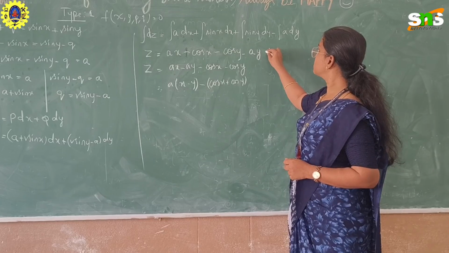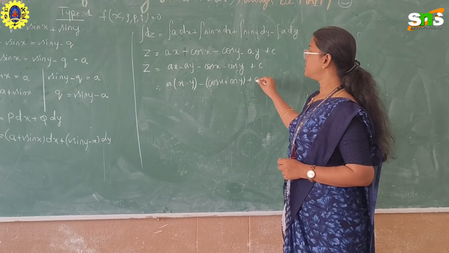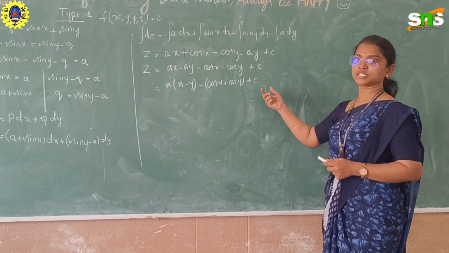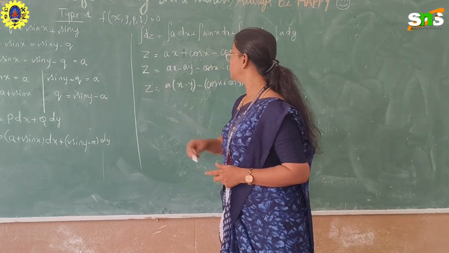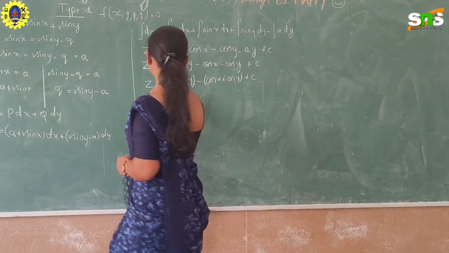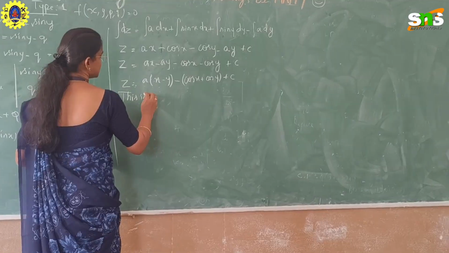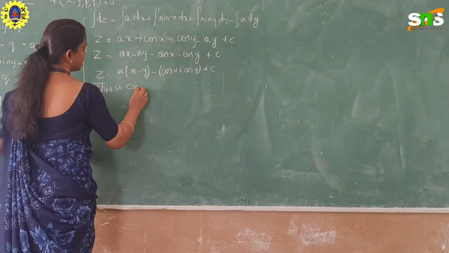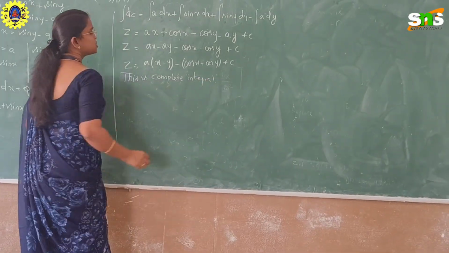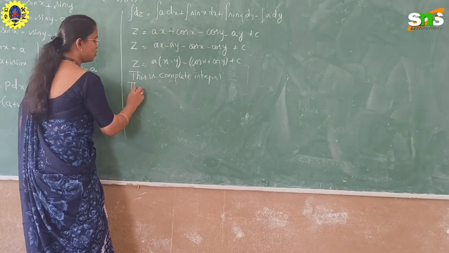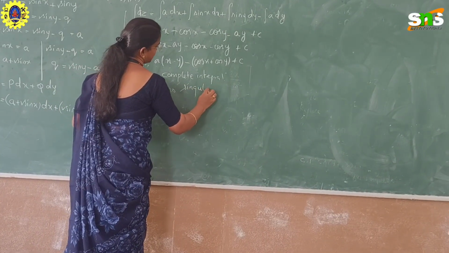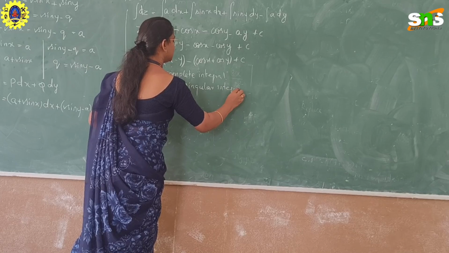You just have to add a constant here. Whenever we are integrating an indefinite integral, we just have to add a constant, right? So z is equal to a into x minus y, minus cos x plus cos y, plus c. So this is your required complete integral. For this form, there is no singular integral.